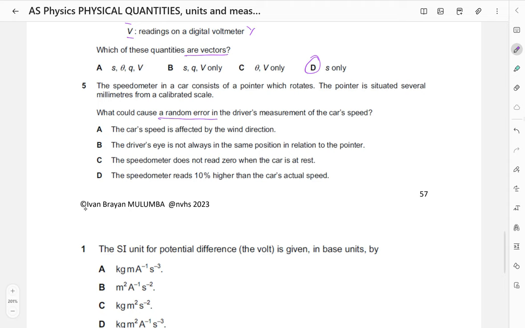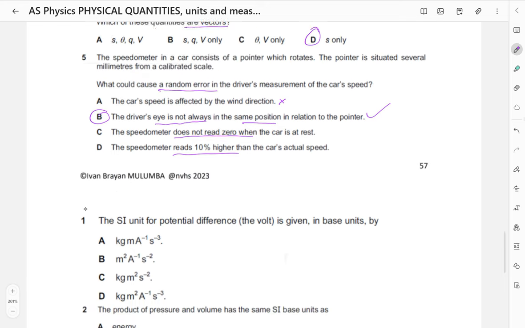So what could cause a random error in the driver's measurement of the car speed? Number one, the car speed is affected by the wind direction. That cannot cause a random error. The driver's eye is not always in the same position in relation to the pointer. This could cause taking readings from different angles, which is a random error. The speedometer does not read zero when the car is at rest. So this is a systematic error, a zero error. The speedometer reads 10% higher than the car's actual speed. This is also a systematic error. So the random error will be not taking readings from the same position or from the same angle. That is what we are calling parallax error.